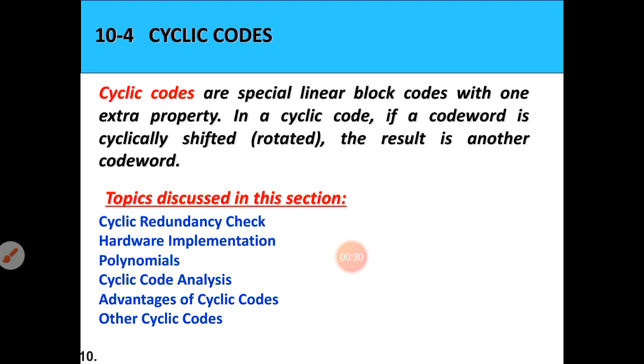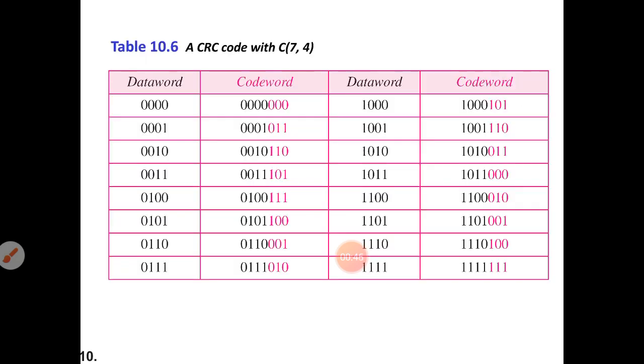As in the linear block code, if you perform the XOR operation between two code words, you get another code word. Same thing in cyclic codes: you cyclically shift the code word, and that gives another code word. That is what we call cyclic codes. Here they have given the table of cyclic codes.